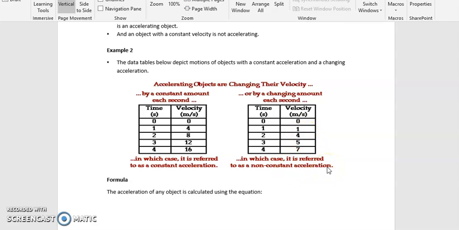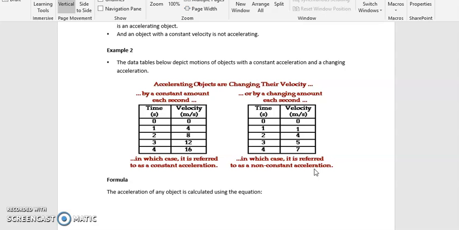So again, just to reiterate, a constant velocity would be traveling at 4 meters per second for an extended period of time. A constant acceleration is when you increase the velocity by the same value each time. And then a non-constant or changing acceleration is when you increase or decrease the velocity by a different amount each time. Okay, so that's a little bit confusing.